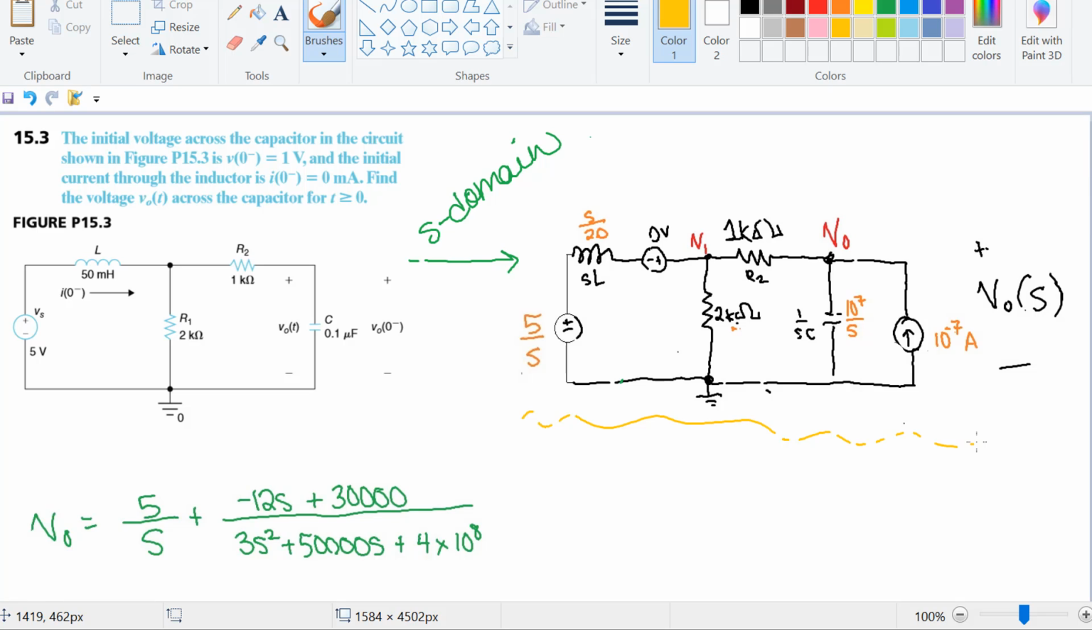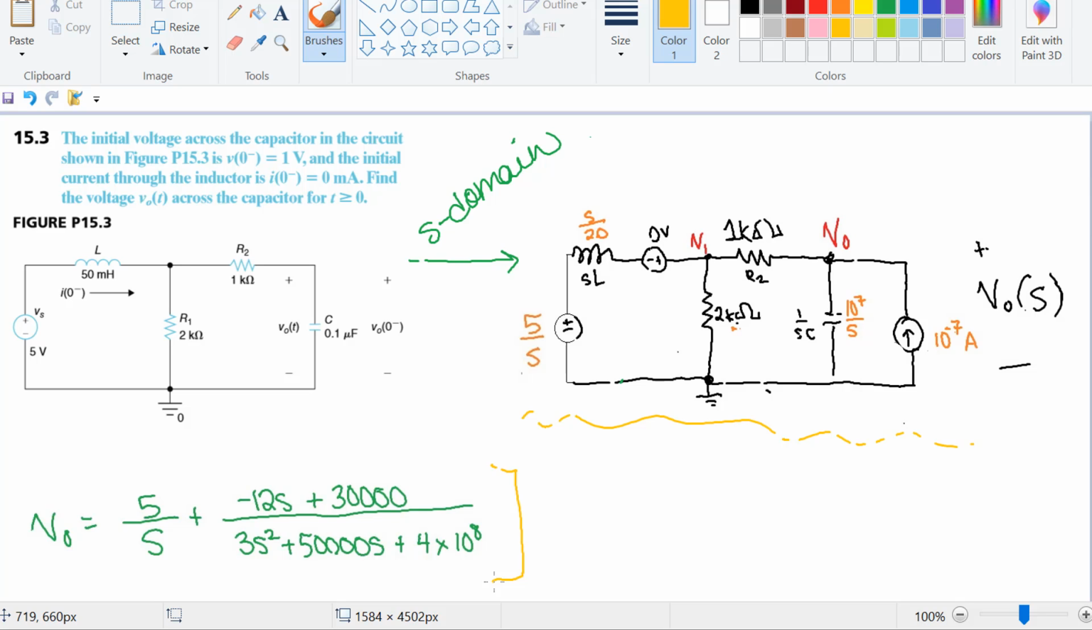So there were two unknown voltages. The V naught, that's what we're trying to find, the voltage across the capacitor. And then at that kind of middle node, I called that V1. So I did nodal analysis, and then when I solved for V naught, I got this expression right here.